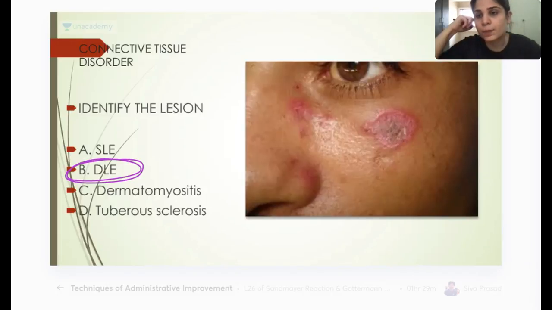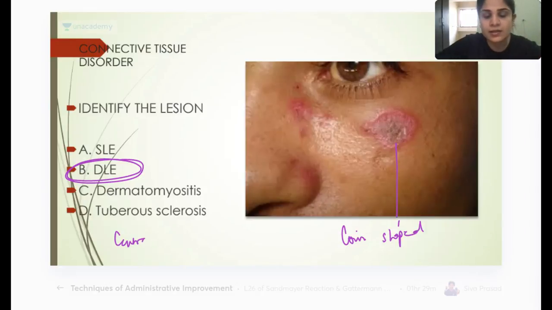So what happens in discoid lupus erythematosus? First of all, you will see the lesion just above the neck. So it will be present either on the neck or on the face. Second is the shape of the lesion. It will be a very particular coin-shaped lesion. Third, in the center of the coin-shaped lesion you will see dilated blood vessels. Those dilated blood vessels are called telangiectasia.